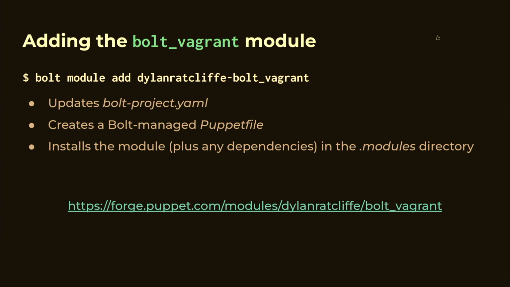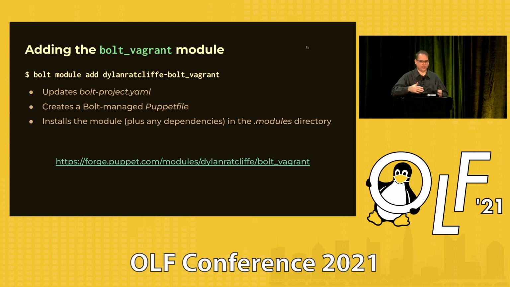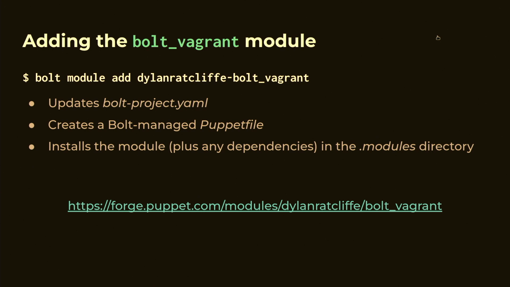Now, the last piece of magic in all this is a Puppet module called bolt_vagrant. This was written by a guy who actually just recently left Puppet. What it does is there's a task in it, a script basically, that will go and fetch the configuration of all your Vagrant VMs, and it'll build inventory for that dynamically. So if you run bolt module add and then that name, Dylan Ratcliffe-bolt_vagrant, it'll go download that for you, update your bolt-project.yaml, and drop the module in place, along with any dependencies that the module has.